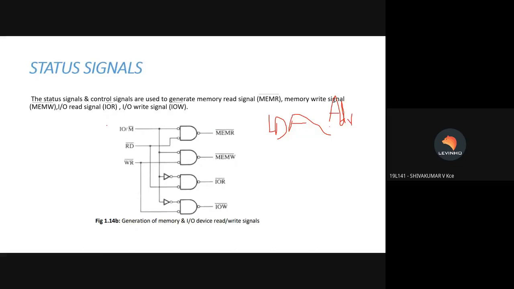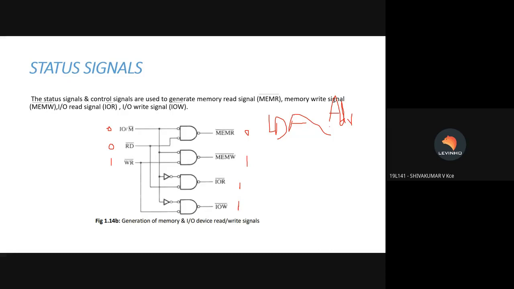So the IO/M bar remains 0. Read bar is also 0. We are reading the memory. And write bar is 1. During this, memory read bar will be 0. Memory write bar will be 1. IO read bar is also 1. And IO write bar is also 1. Can you understand?